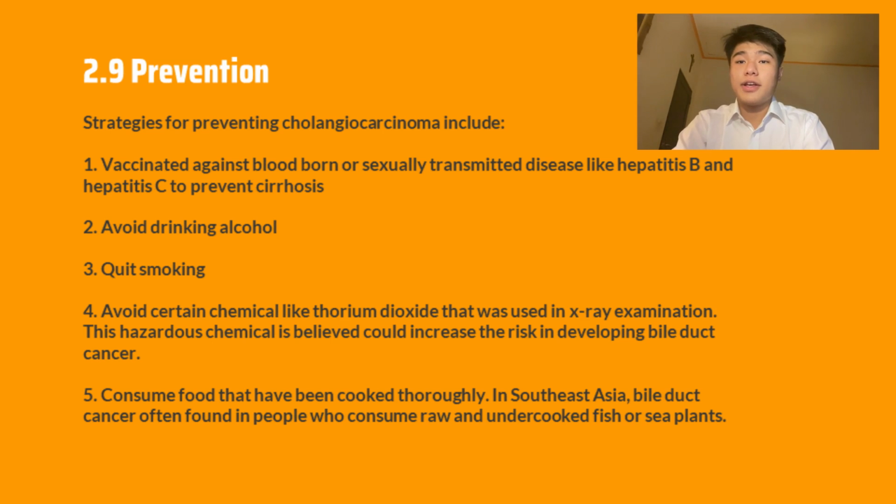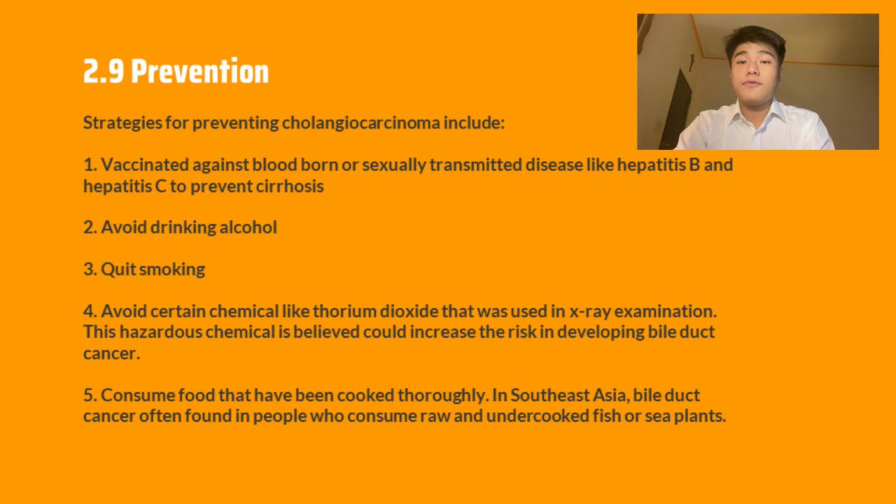Following a healthy diet and getting regular exercise can lower the risk of bile and other types of cancers. Other ways that people can prevent cholangiocarcinoma include getting vaccinated against bloodborne or sexually transmitted diseases like hepatitis B and hepatitis C to prevent liver cirrhosis, avoiding alcohol, quitting smoking, and avoiding certain chemicals like thorium dioxide, which was used in X-ray examinations.